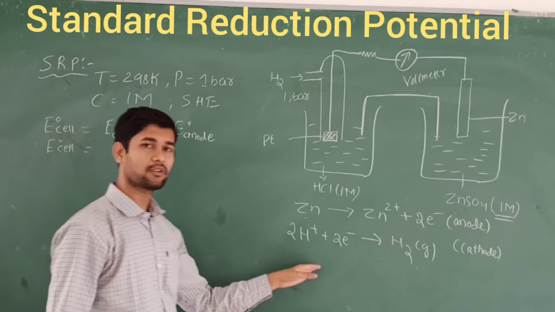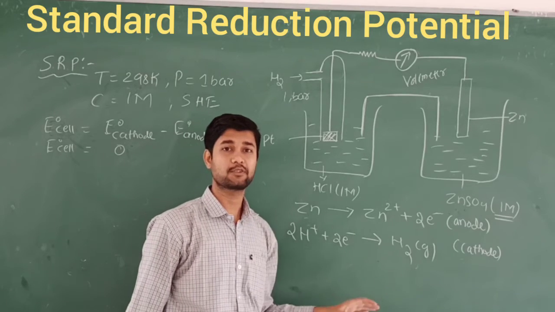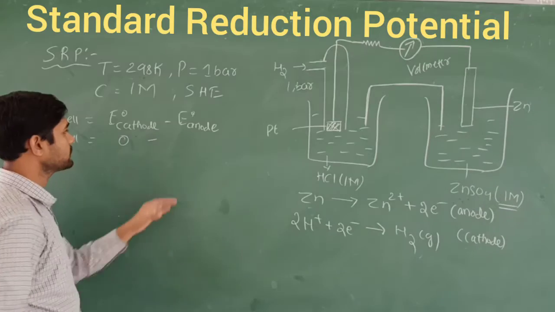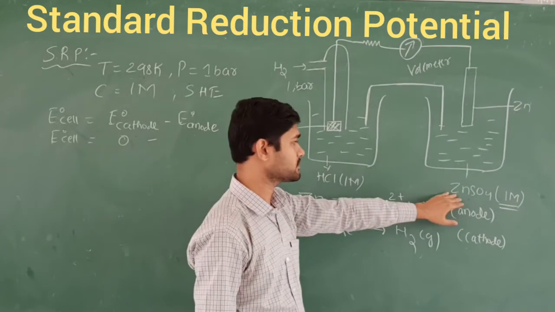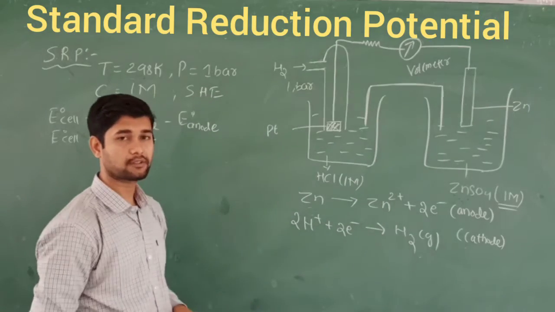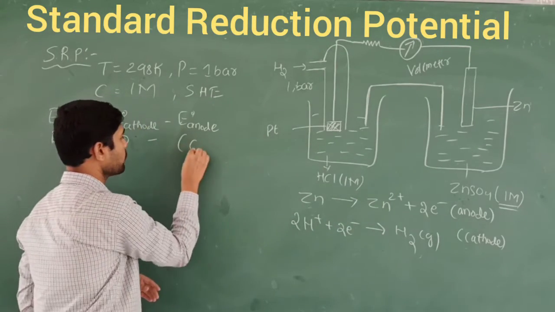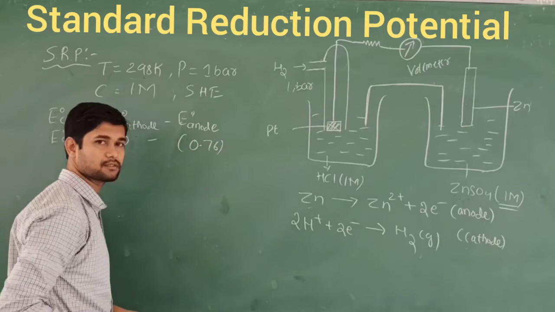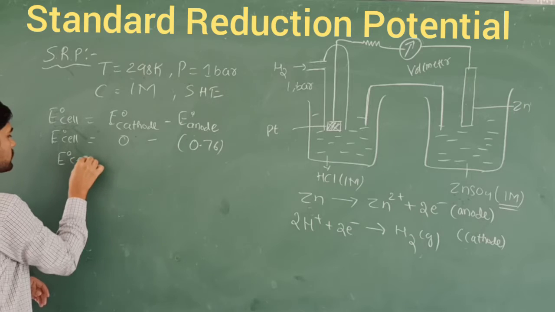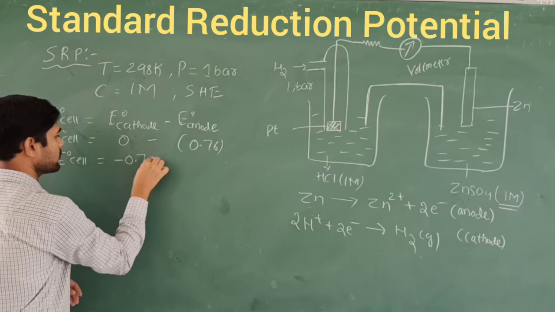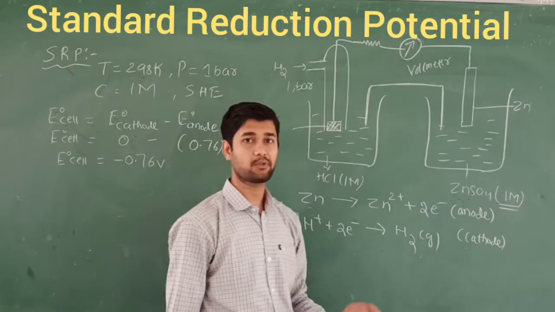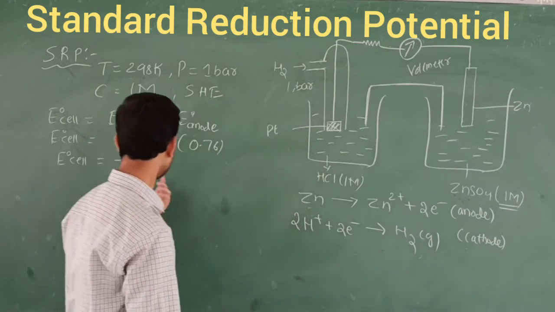Why? Because you know that the electrode potential of the SHE is always 0. That's why we take this as a reference electrode. This is 0 minus the anode, here the zinc value. What is the zinc value? The deflection shows some value, according to the experimental data, of 0.76. So when you obtain this value, E0 cell is 0.76 volt. That is the standard reduction potential magnitude for zinc, 0.76.